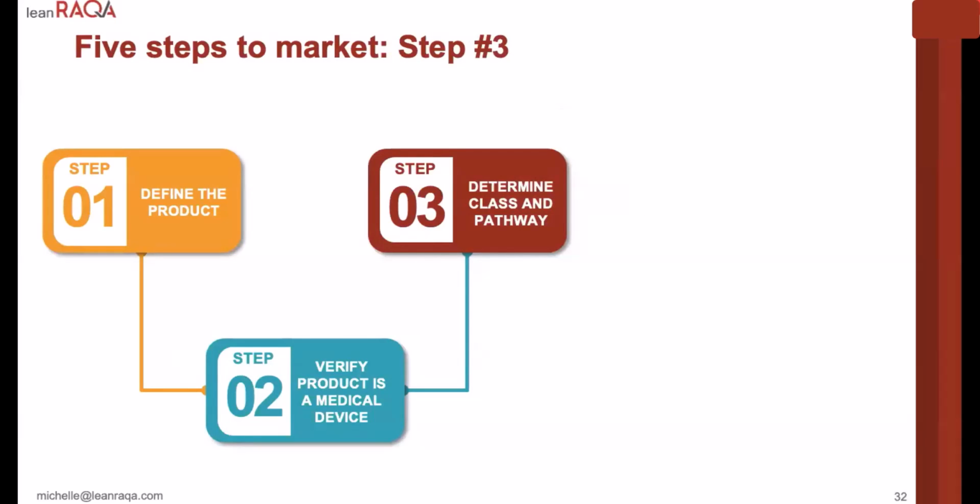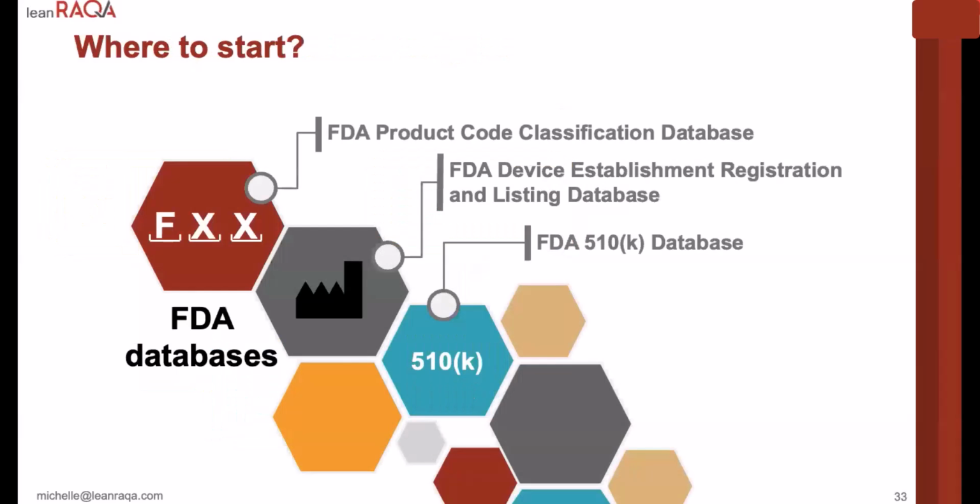So now let's look at determining the classification and pathway. Where do you start? Well, the FDA has many databases that you can use that are helpful to look at your product from a variety of different angles. Primarily, these can include the FDA product code classification, the FDA device establishment and registration and listing database, and the 510K database.